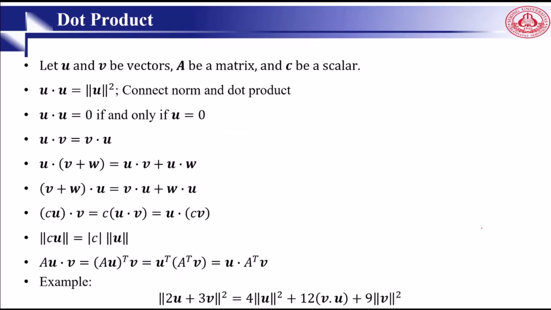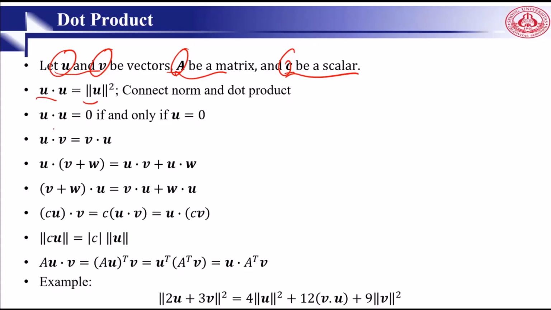So these are some characteristics of the dot product. If we have two vectors, u and v, a matrix A, and c as a constant, geometrically the dot product relates to the product of the magnitudes of the two vectors. So based on these vectors u and v, the matrix A and c, we can go for some properties. The first one is u dot u is equal to norm of u squared. This is called the magnitude and dot product connection. This connects the dot product with the squared magnitude of vector u.